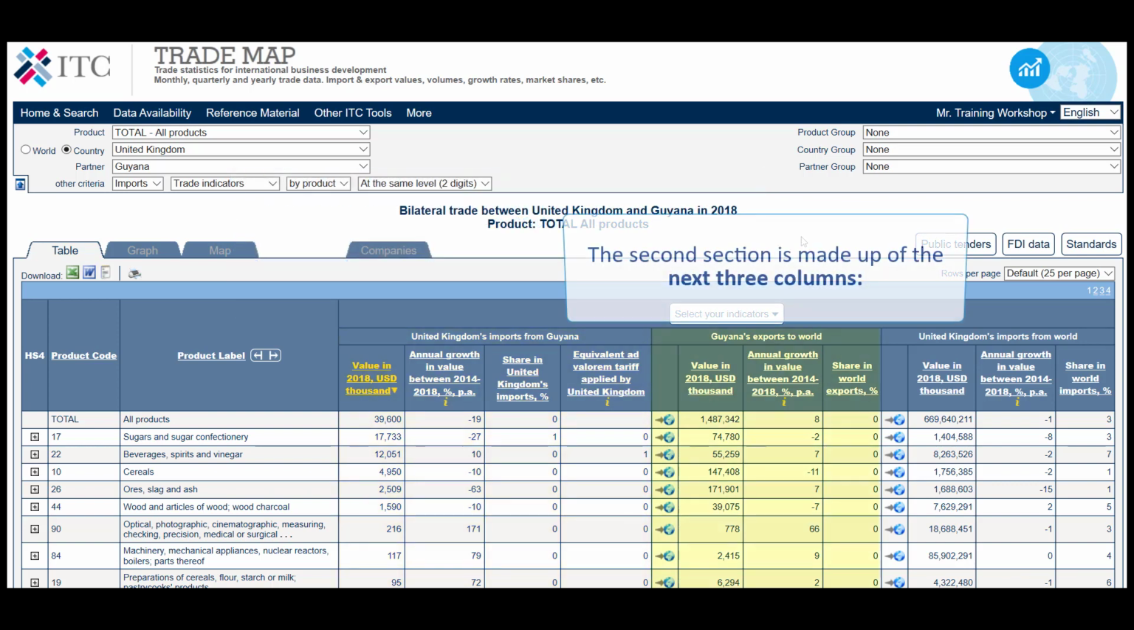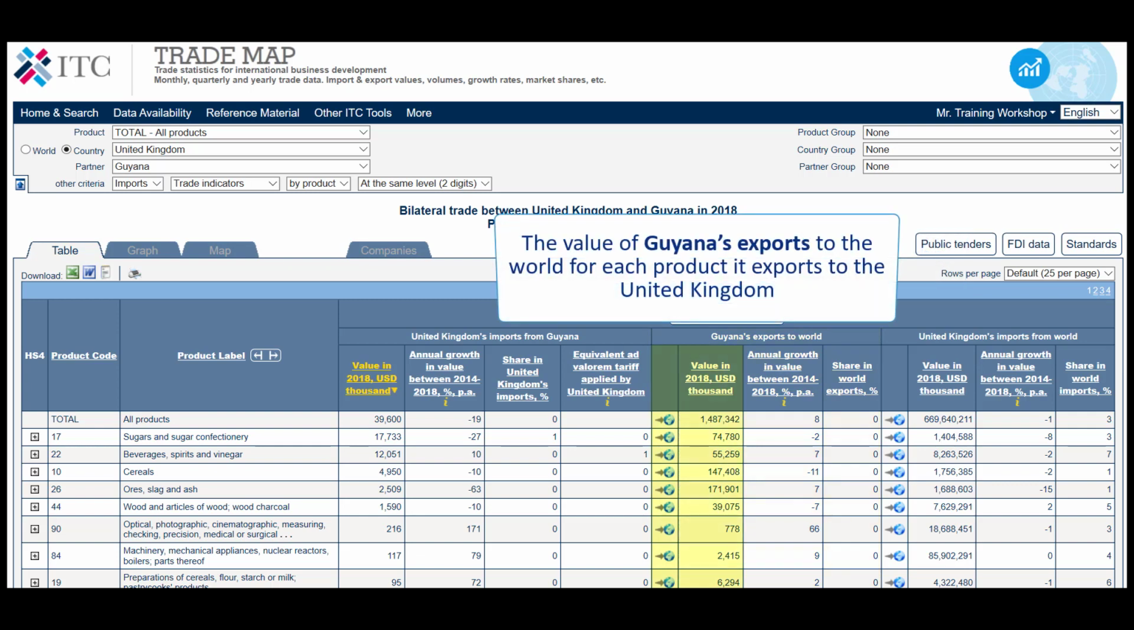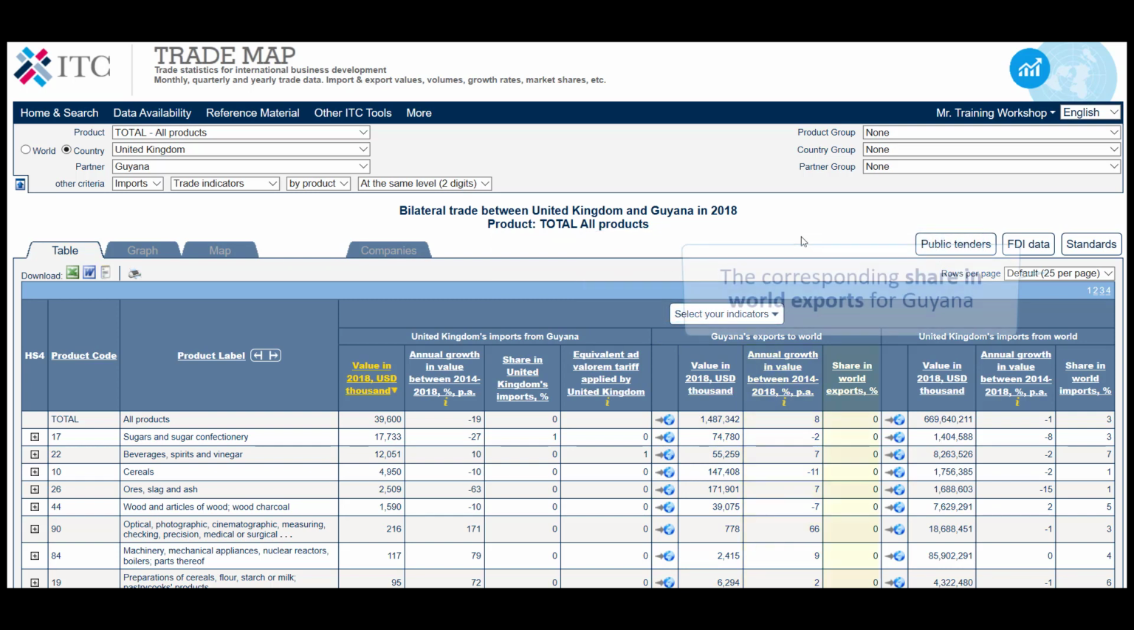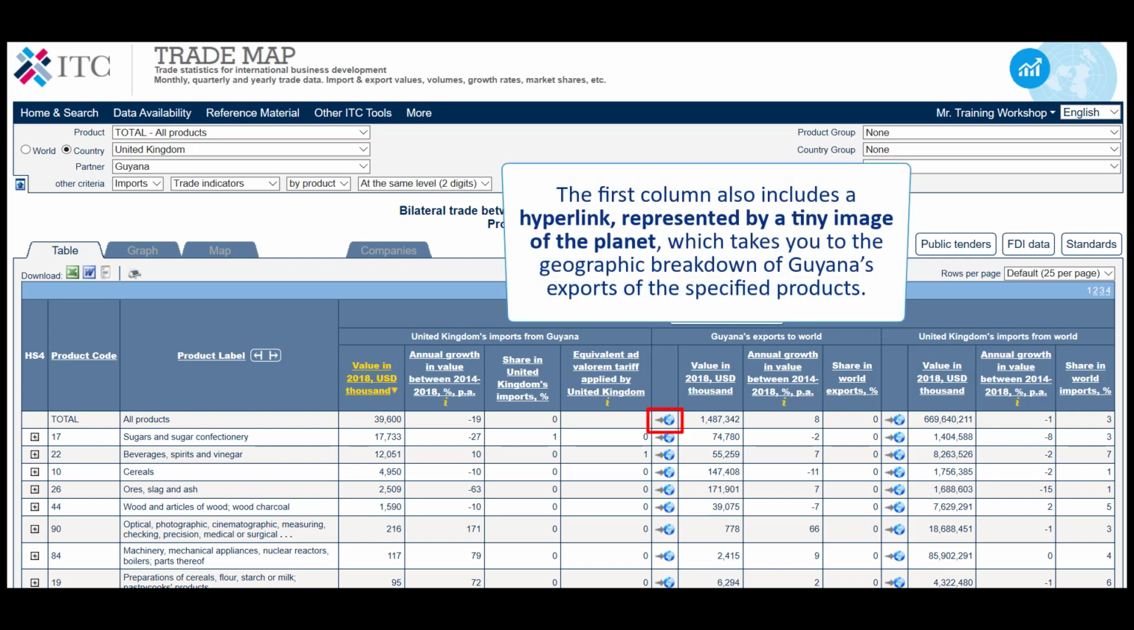The second section is made up of the next 3 columns. These identify the value of Guyana's exports to the world for each product it exports to the United Kingdom, the average annual growth rate of Guyanese exports for these clusters, and the corresponding share in world exports for Guyana. The first column also includes a hyperlink, represented by a tiny image of the planet, which takes you to the geographic breakdown of Guyana's exports of the specified products.